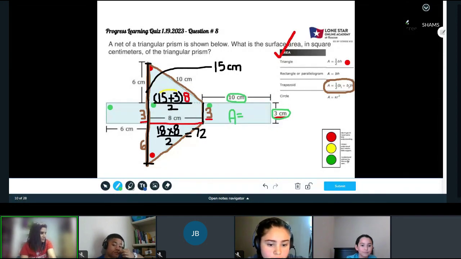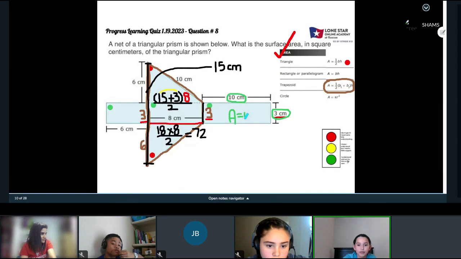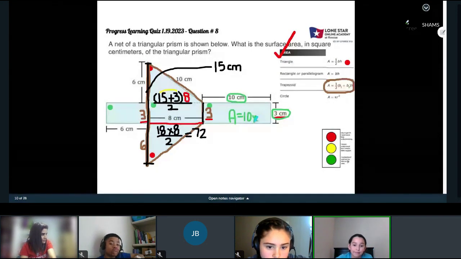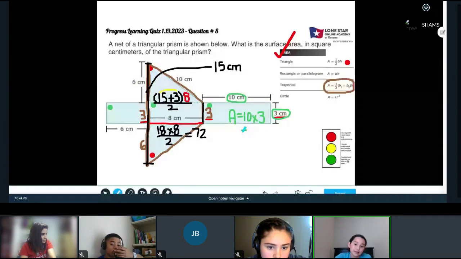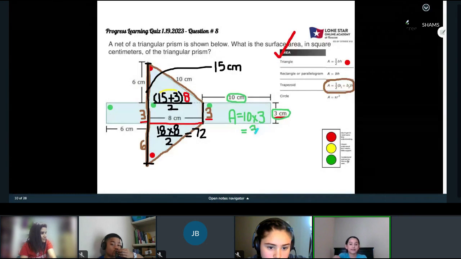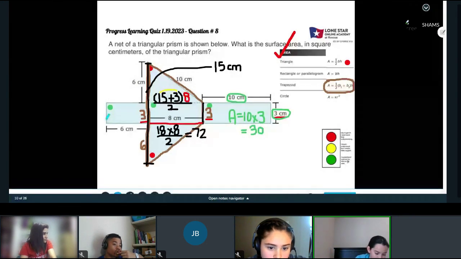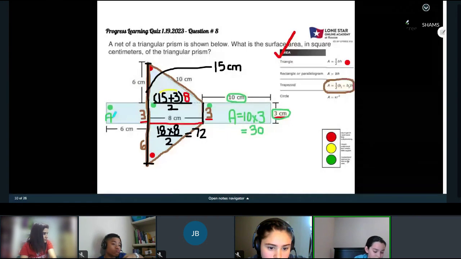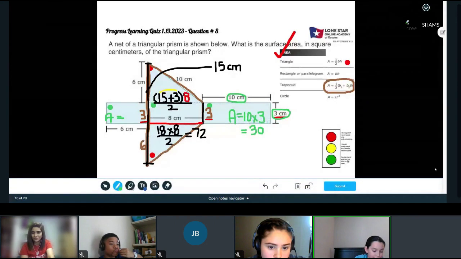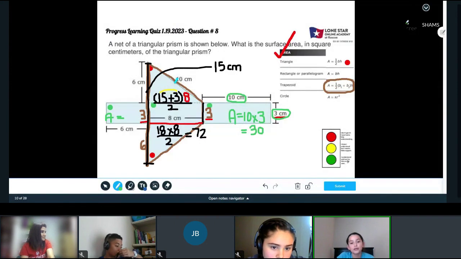So I'm going to do 10 times 3 for this one. Yes. 10 will be your base, and 3 will be your height. Very good. Or it could be A equals length times width as well, if you like to do it that way. So then it'll be A equals 10 times 3. It is pretty easy with your 10s, and that would give you 30. And poof, we're done with one rectangle.